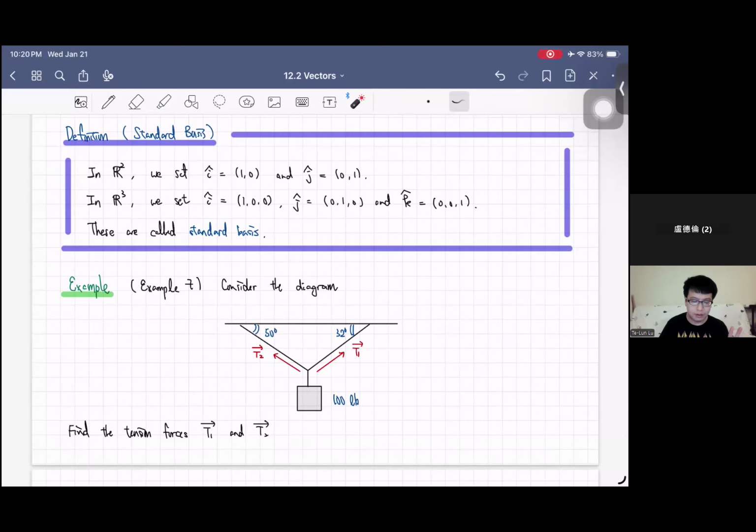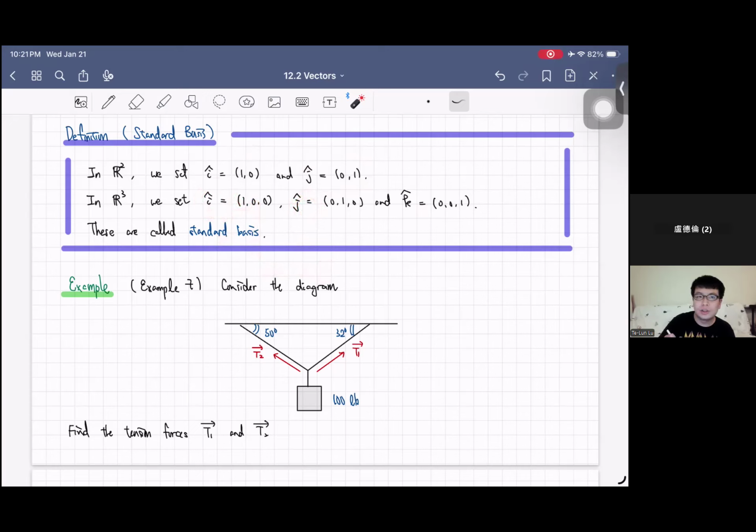Now I'll introduce something very useful in physics, which is the standard basis. So most of the time, there will be a lot of different vectors, but they can all be reduced into some certain components. And by doing such decomposition, we can understand the physical or mathematical meaning more clearly. So yeah, I'll define this. In R2 space, we define the i vector being (1, 0) and the j vector being (0, 1). So this vector is i, and this vector is j. And in R3, we define i, j, k, which correspond to the x-axis, y-axis, and z-axis.